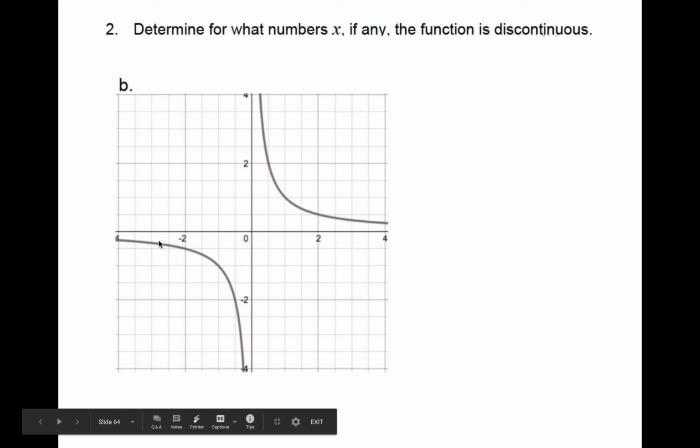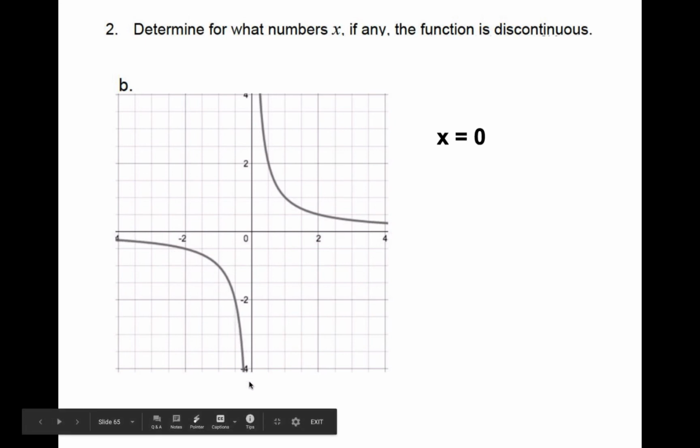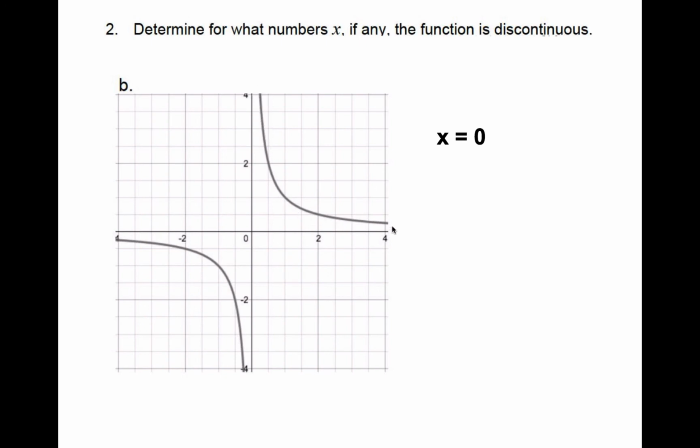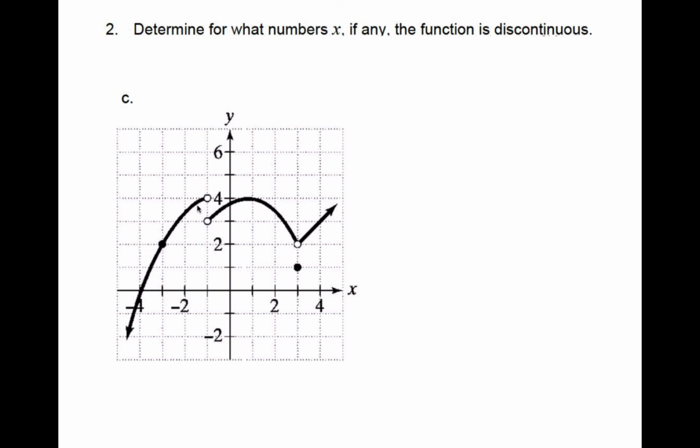Over here, if I'm tracing the graph, where I have to pick up my pencil would be x equals 0. So I'm picking up my pencil so I can jump back over here to this part of the graph, hopping over the asymptote. All right, for C, starting on the left side, the first place I have to pick up my pencil is right here at x equals negative 1. And then the next place I have to pick it up would be here at x equals 3. And it should go on for good then.